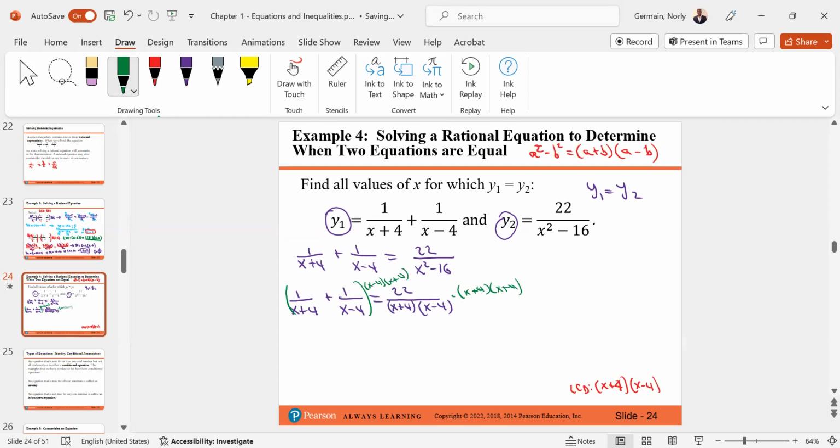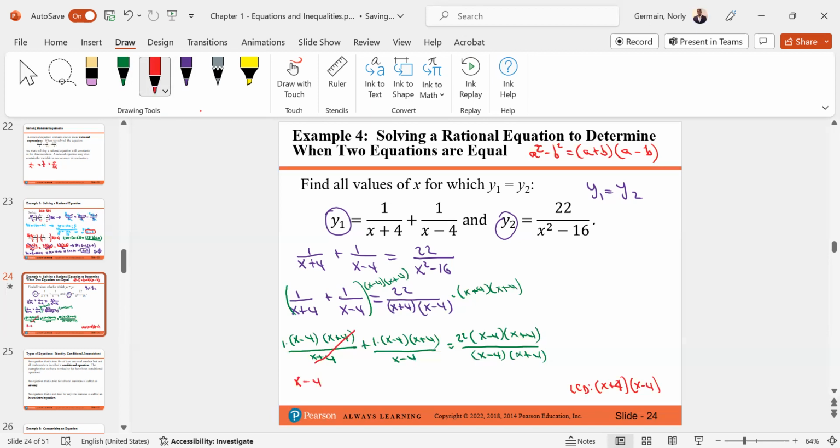On the first term, we have x minus 4 times x plus 4 over x plus 4. Distribute to the second one: 1 times x minus 4 times x plus 4 over x minus 4. On the right, we have 22 times x minus 4 times x plus 4 over x minus 4 times x plus 4. Now cancel. x plus 4 is gone, so we have only x minus 4 left. x minus 4 is gone, so we have plus x plus 4 left.